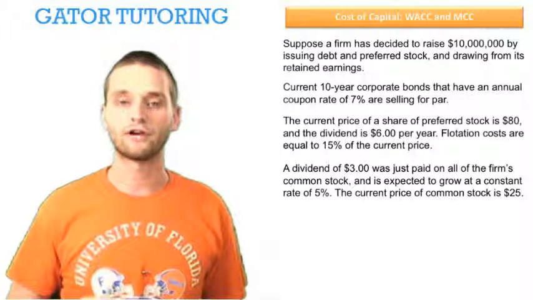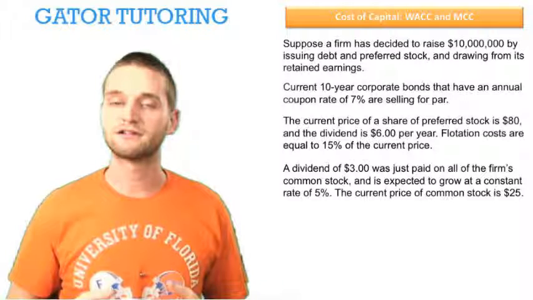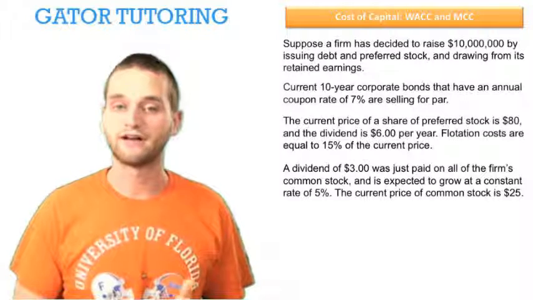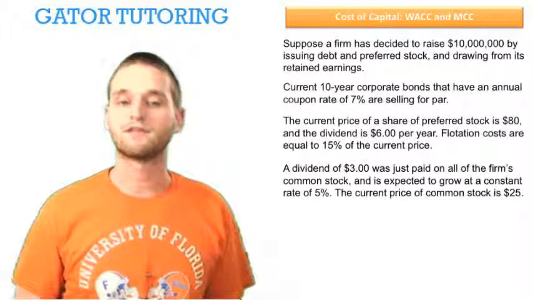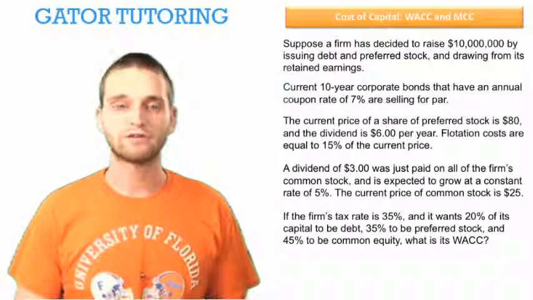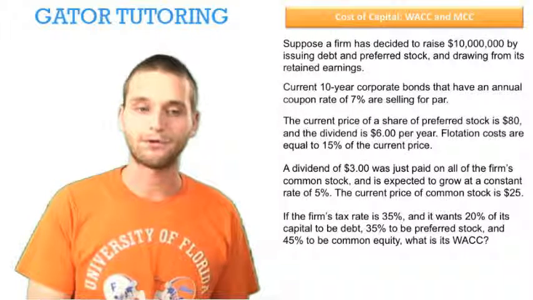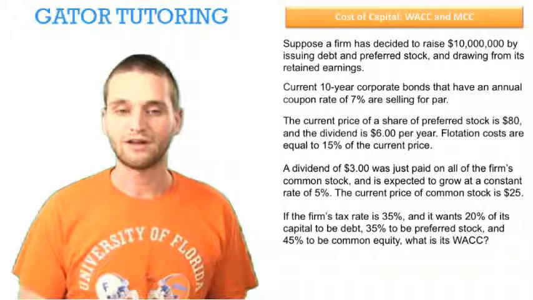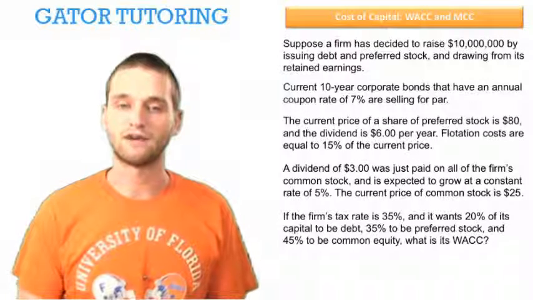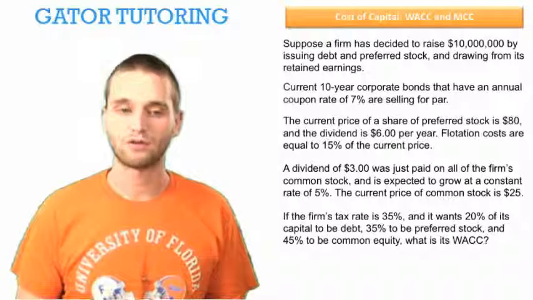A dividend of $3 was just paid on all of the firm's common stock and is expected to grow at a constant rate of 5%. The current price of common stock is $25. If the firm's tax rate is 35% and it wants 20% of its capital to be debt, 35% to be preferred stock, and 45% to be common equity, what is its weighted average cost of capital?